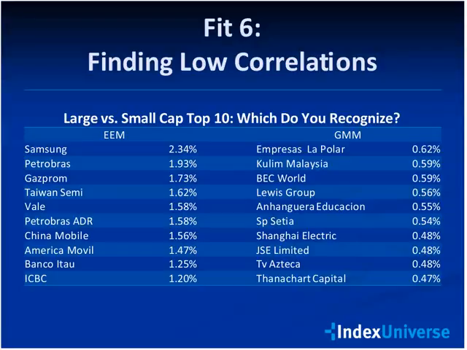There are a million ways to make the point that small caps may give you more interesting exposure, but I wanted to take a simple approach and compare the top 10 holdings of the large cap focused EEM with the top 10 holdings of the small cap focused GMM. My point here is very simple. If you're like me, you recognize the names on the left, names like Samsung or Petrobras or Taiwan Semi, but you may not have ever heard of Empresas La Polar or Thanachart Capital or TV Azteca on the right. I think when you're searching out low correlations, to some extent the anti-Peter Lynch rule applies. Own what you don't know.